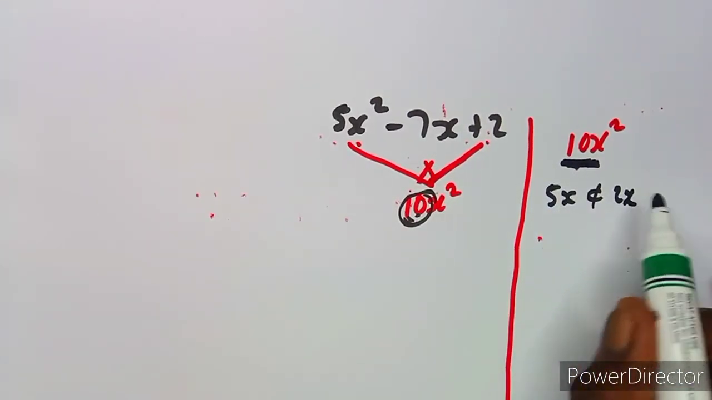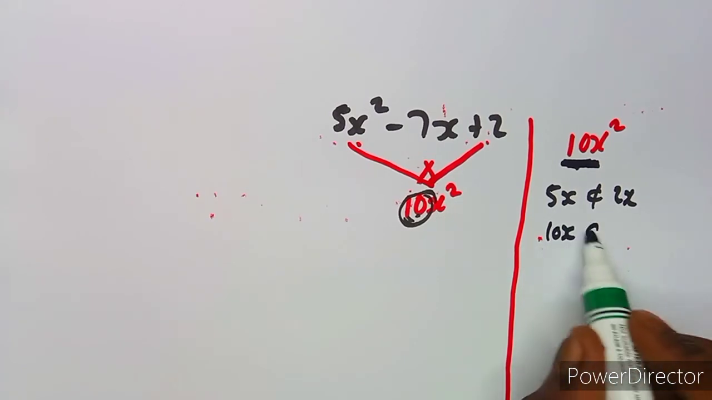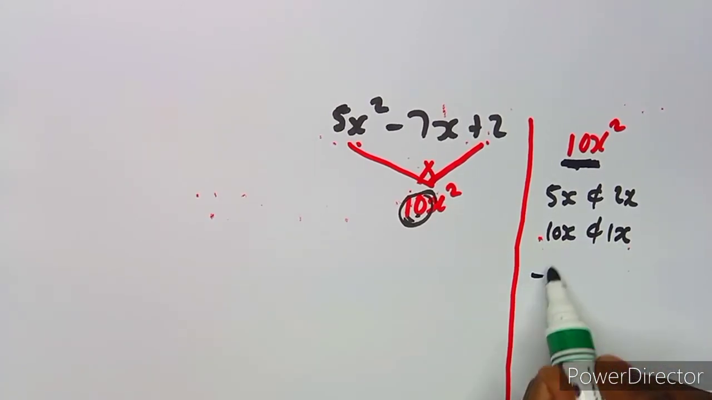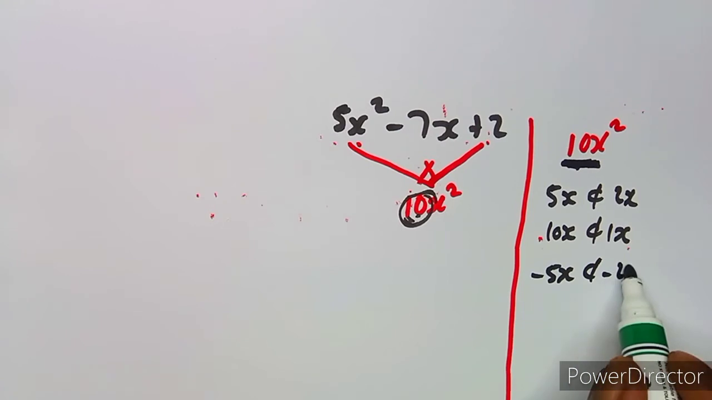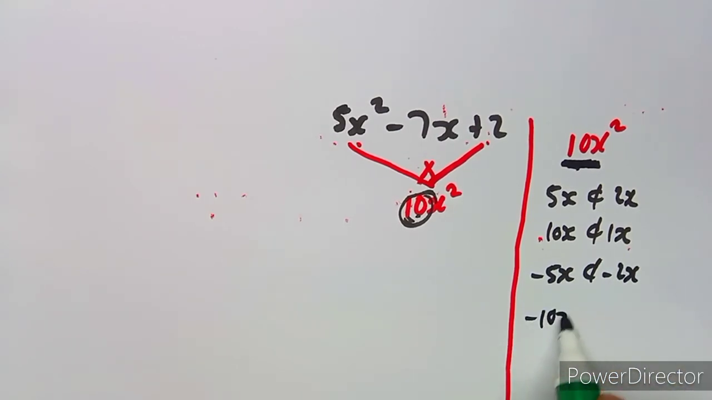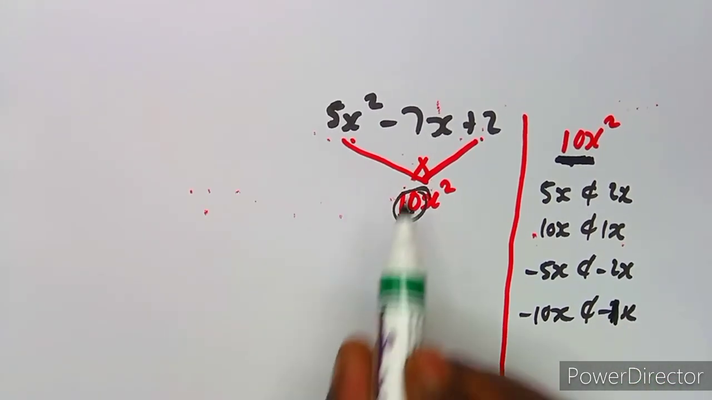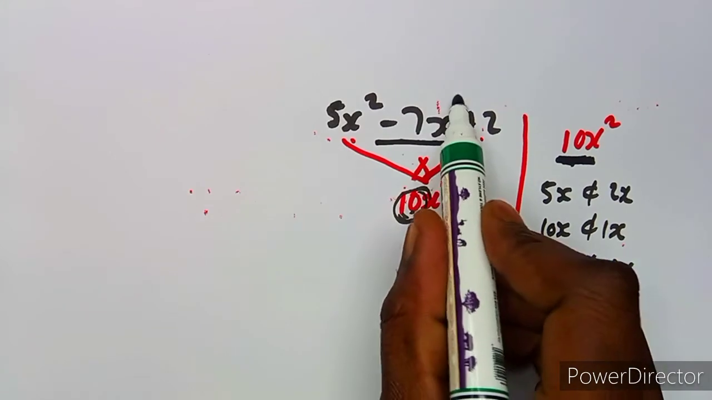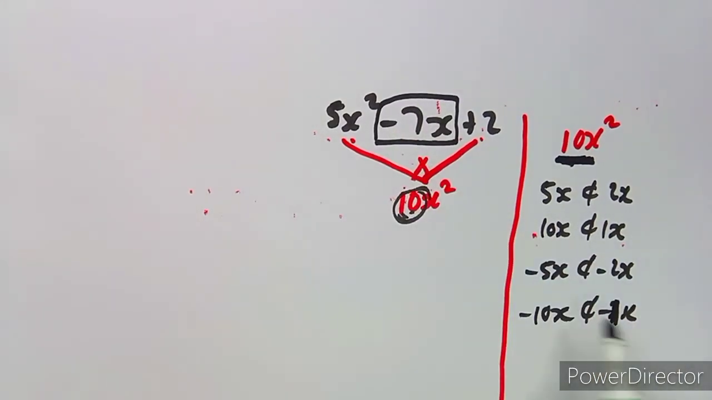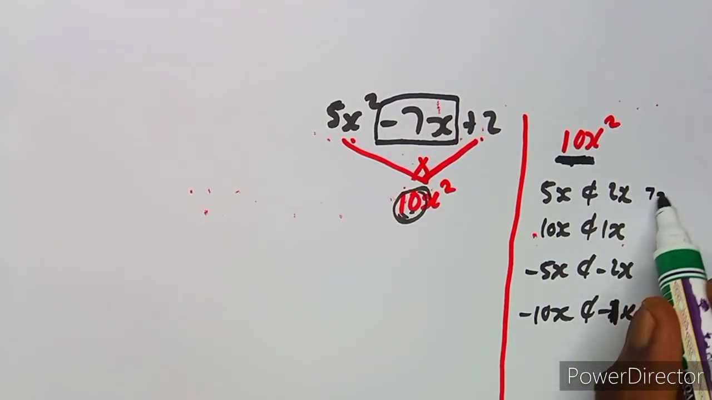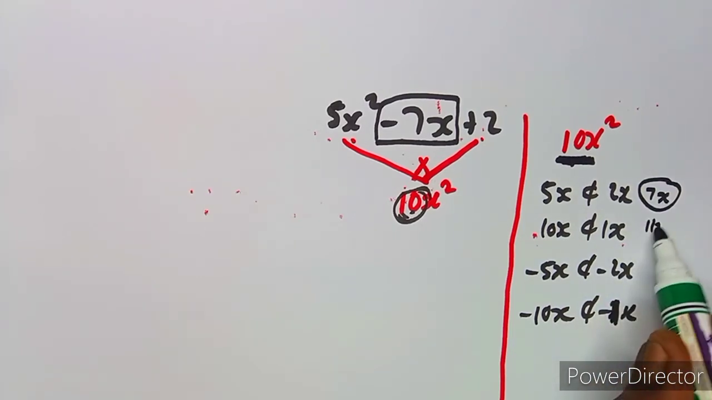5x and 2x, they give us 10. 10x and 1x gives us 10. Minus 5x and minus 2x gives us 10. Minus 10x and minus 1x gives us 10. So which one am I going to add and will obtain minus 7x, which is the middle term? Okay, this is going to give us 7x. This is going to give us 11x.